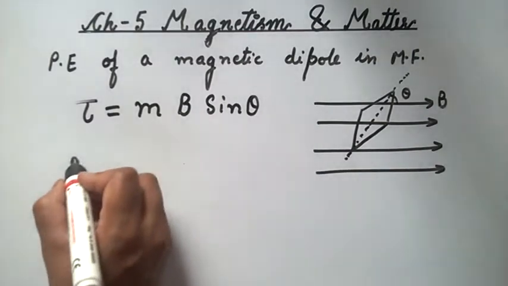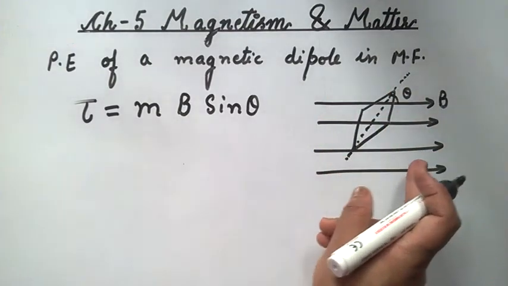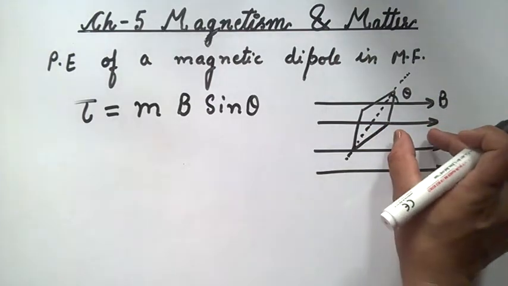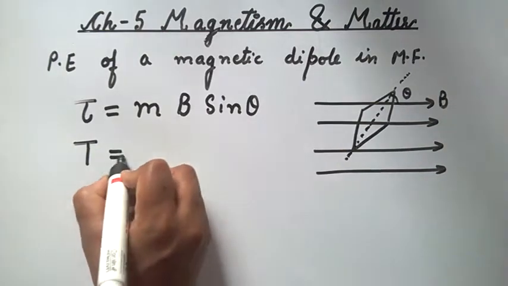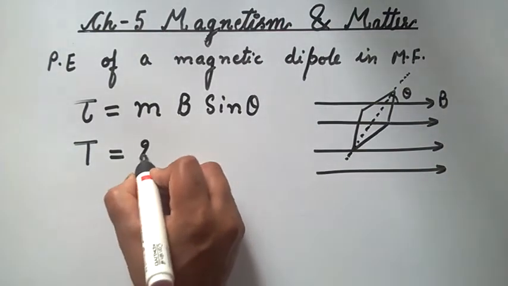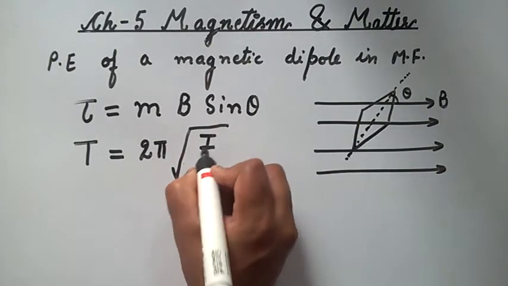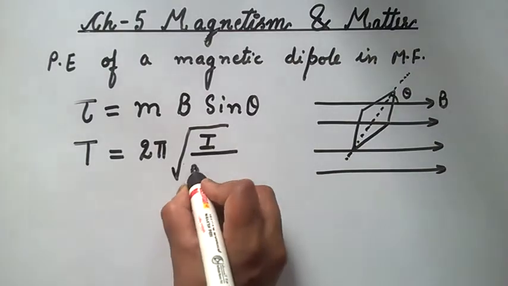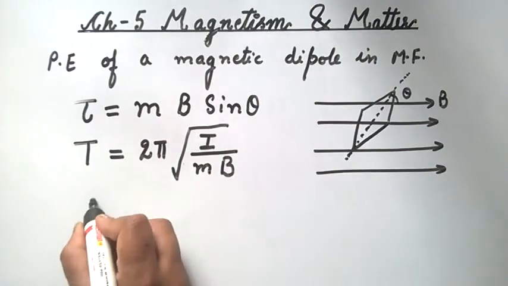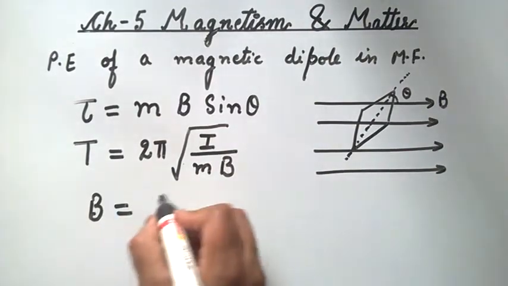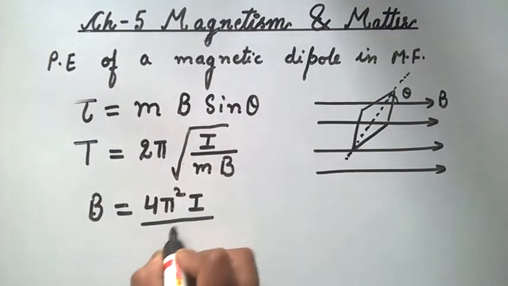And the periodic time of angular SHM performed by a magnetic dipole around its stable equilibrium position, the time period we have already calculated, is equal to 2 pi root of moment of inertia of the dipole by magnetic dipole moment into magnetic field. By this we can find the value of magnetic field, which is equal to 4 pi square I upon m T square.